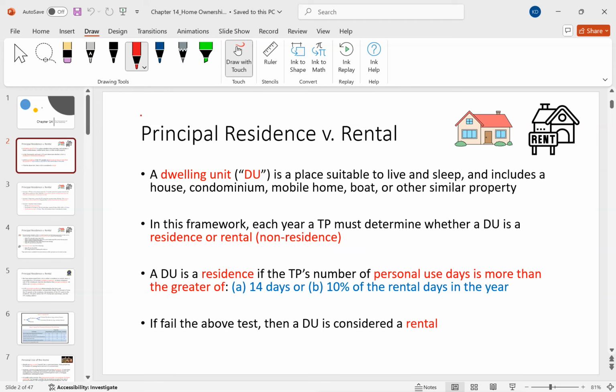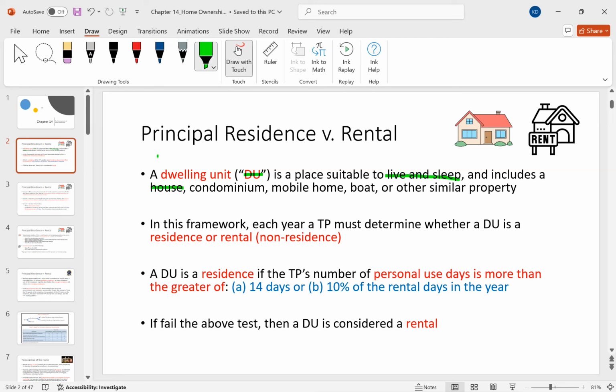What are we looking at here? Well, in this chapter, we're really looking at the tax consequences of home ownership, real estate, and so forth. So the starting point is a dwelling unit, which is basically an area where you can live and sleep. Typically we think of a house. It could also be a condo, a mobile home, a boat. It really has to have that residential component to it, insofar as you live and sleep there.